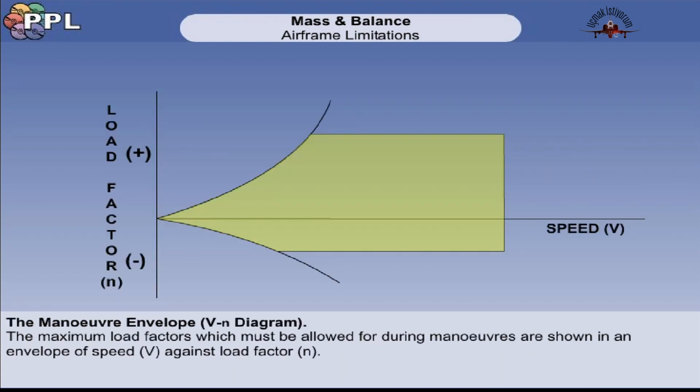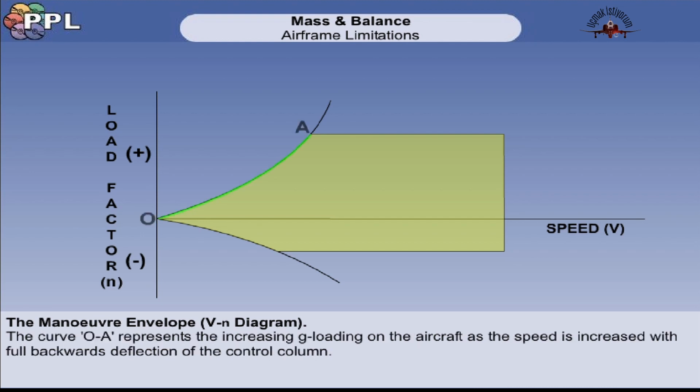The maximum load factors which must be allowed for during manoeuvres are shown in an envelope of speed, V, against load factor, N. Each aircraft type has its own particular VN diagram, with specific V's and N's. This diagram shows a typical manoeuvre envelope or VN diagram.